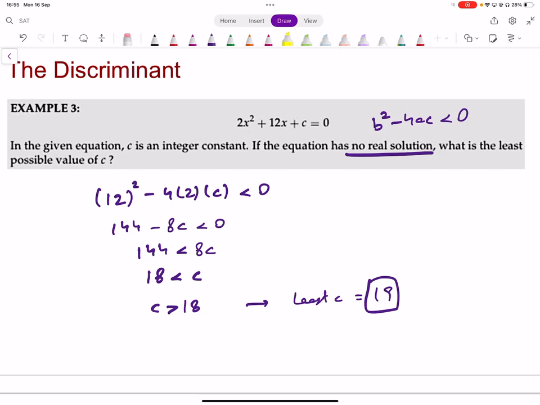उसने क्वेश्चन में कहा हुआ है c is an integer constant. अगर वो नहीं कहा होता फिर तो जरूरी नहीं था. Then it could be 18 point something as well. But the question says it's integer and it's greater than 18. What's the least value greater than 18? 18 के बाद सबसे पहला नंबर 19 ही आता है integers में. All right? No problems?